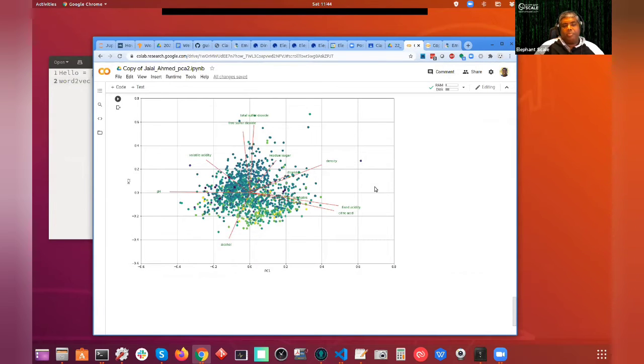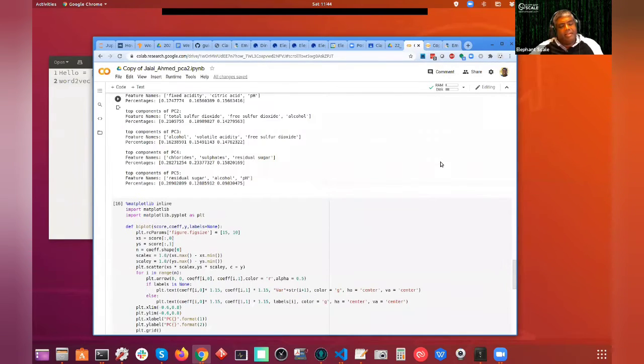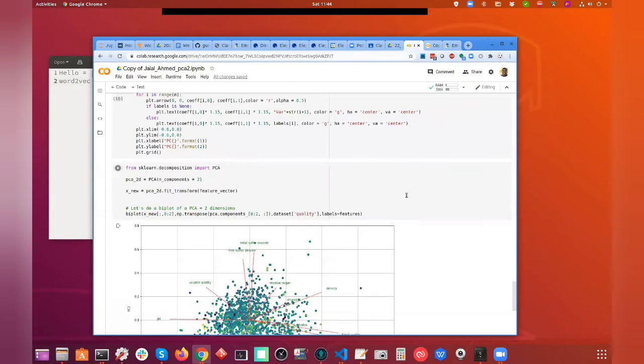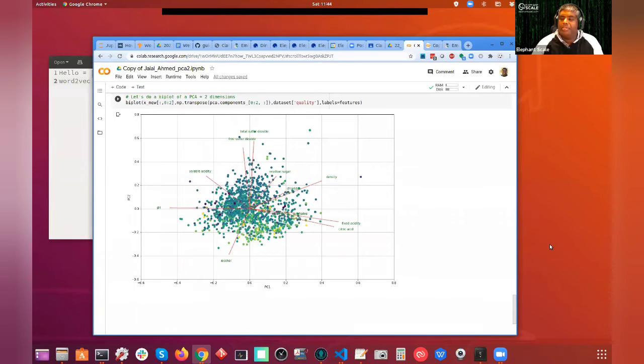Very good, guys. Very good notebook. Very well done, Jalal. I really like the details and the way the code is segmented. Very nice. Good work. Any other question on this one, guys?